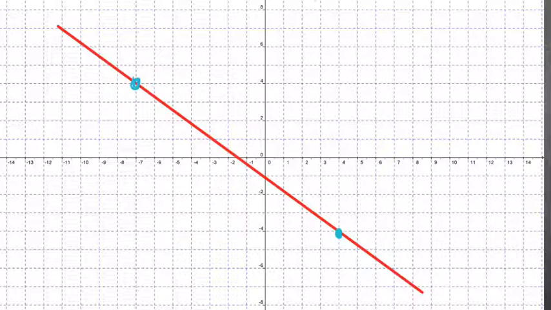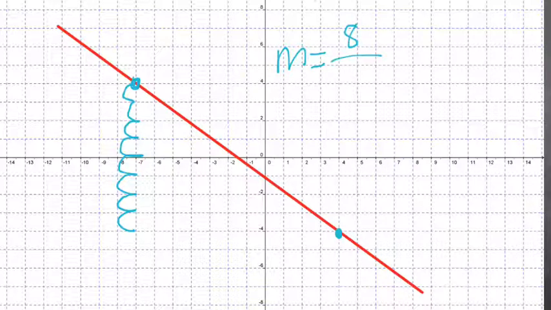Your goal is to always rise, which is your vertical, right? So either you rise or you fall, doesn't matter. And then you run, whichever direction. So let's say you started on that one. How many steps does it take to get parallel to the next point? Well, let's count it. 1, 2, 3, 4, 5, 6, 7, 8. 8 is my rise.